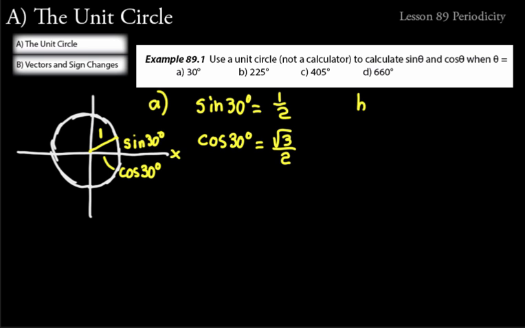Now B. This one we want to find sine and cosine of 225 degrees. So again, let's sketch out a unit circle here. Nothing fancy.